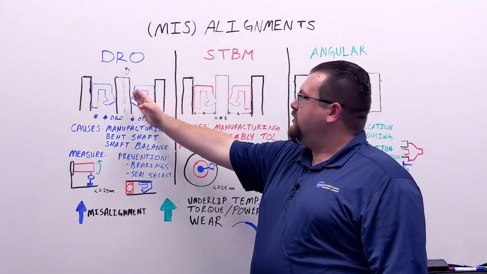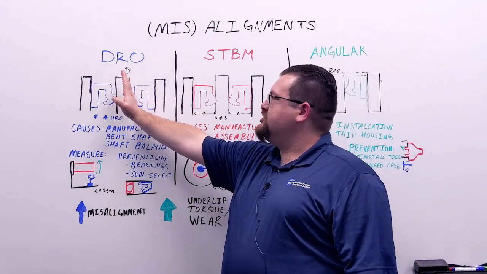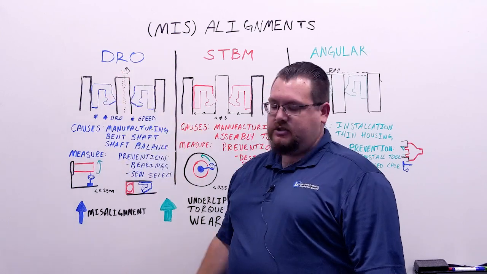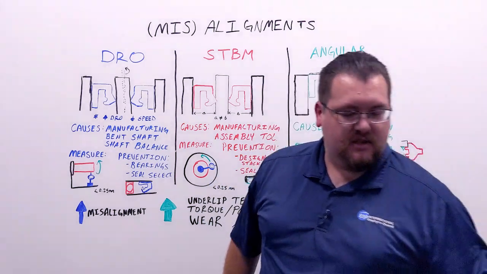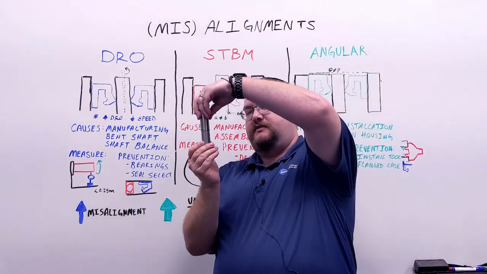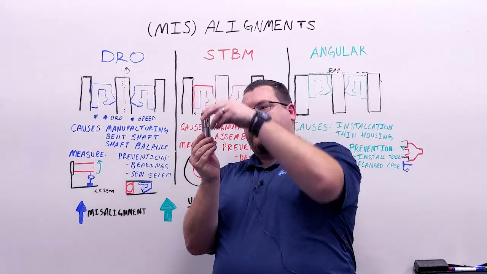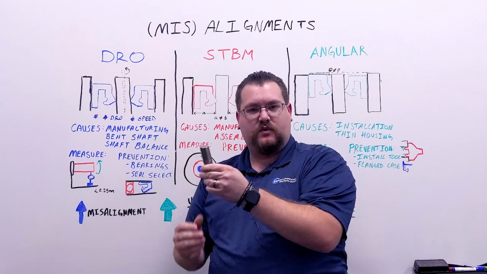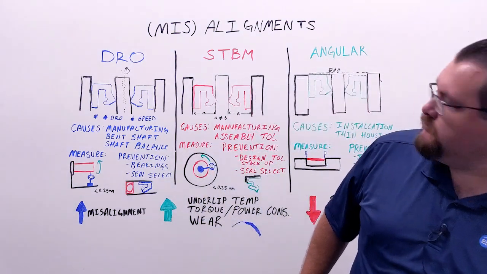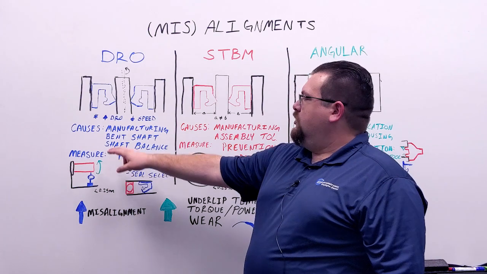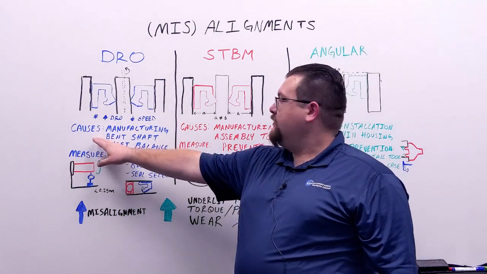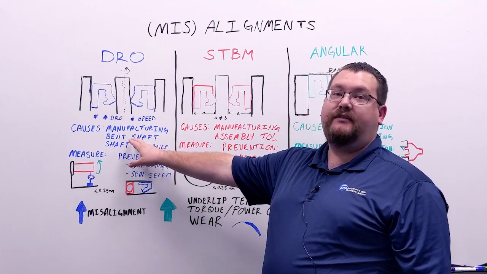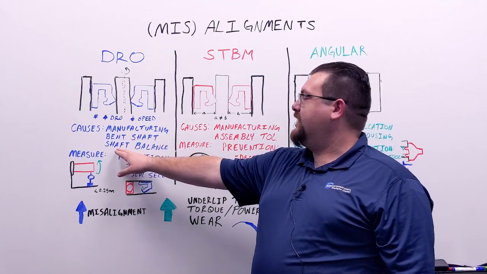Dynamic runout is where the center of the shaft is offset from the true center of rotation. So in this case, if we have a shaft here, instead of it rotating true, we get more of a wobbling effect. We want to try to avoid that. So what causes runout? That can be from manufacturing, from a bent shaft, or from a lack of shaft balance.